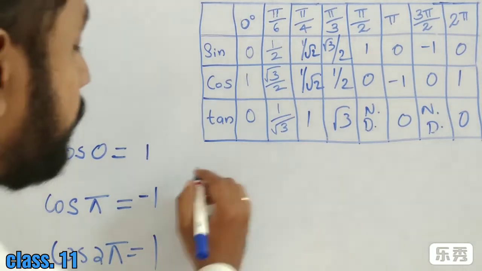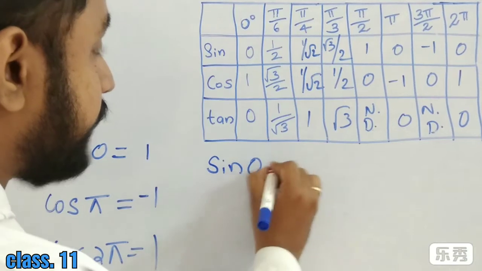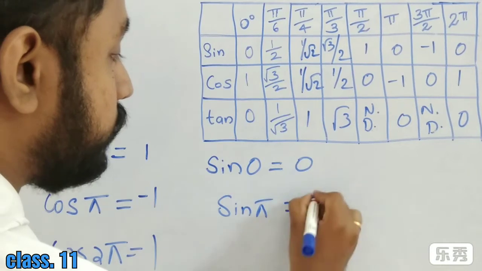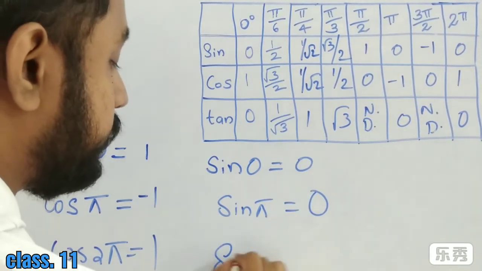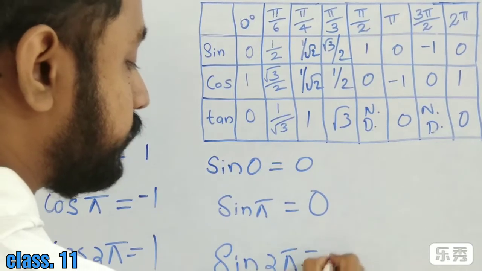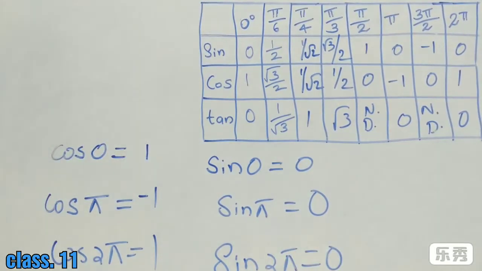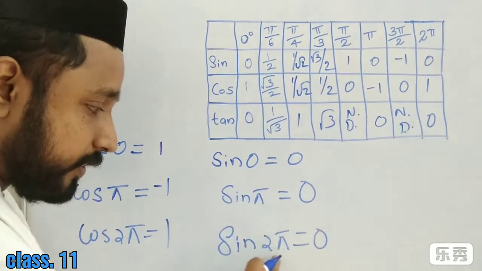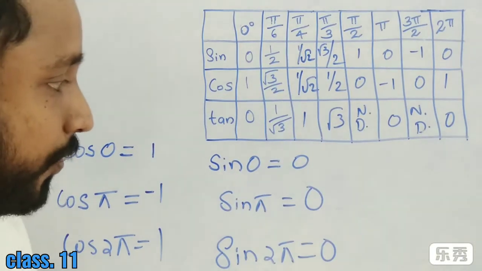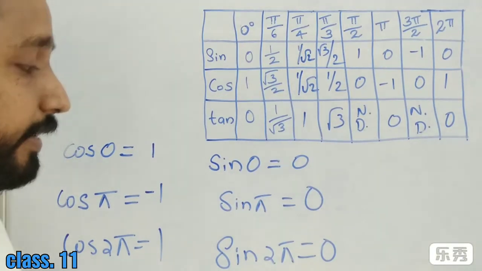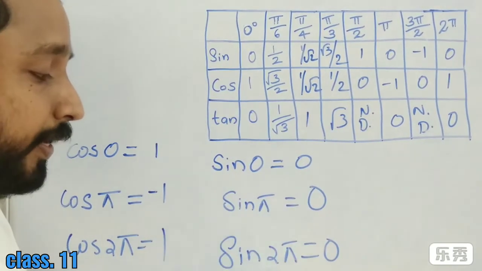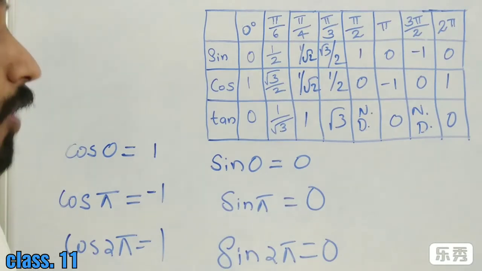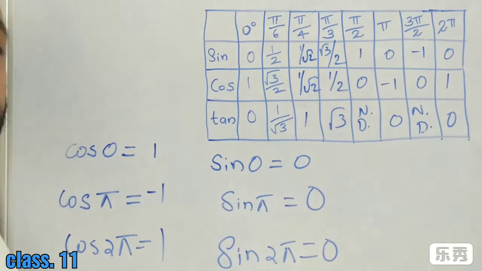In case of sine, what about sine 0? Sine 0 is 0. Sine pi is also 0. What about sine 2 pi? Sine 2 pi is also 0. So sine 0 is 0, sine pi is 0, sine 2 pi is equal to 0. So when 0, pi, 2 pi come, the answer is 0. So sine is 0 when multiples of pi come.